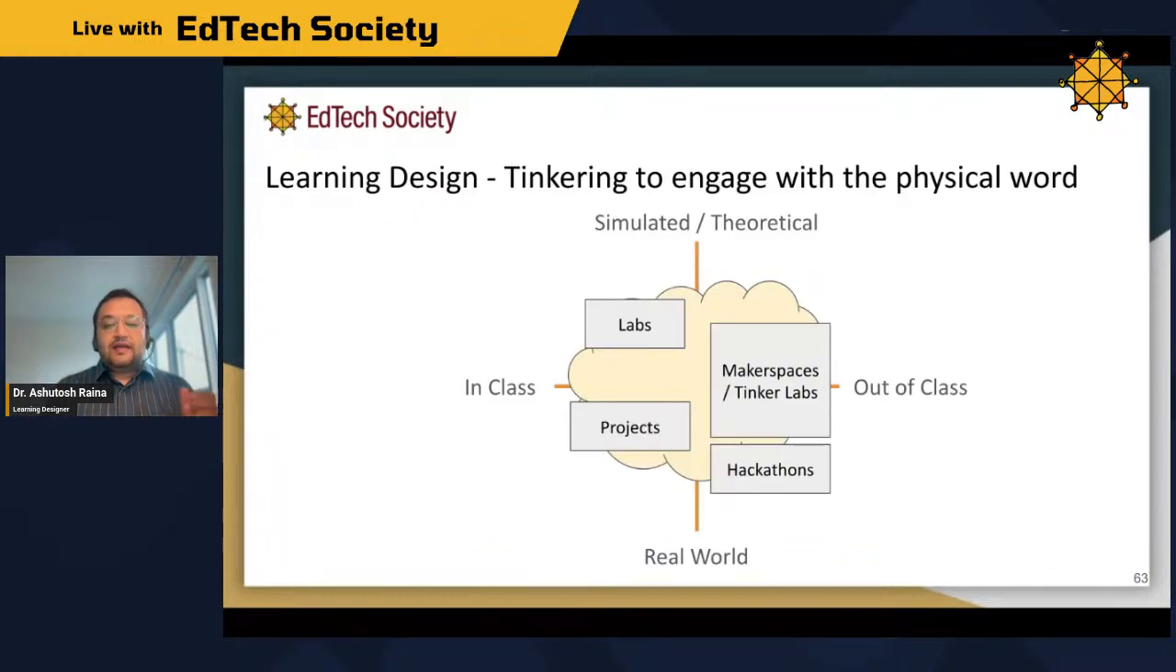So what are the different scenarios in which such a course or such learning could be designed? There are labs where tinkering can happen to a certain extent. Then you have projects, you have maker spaces, which are an out-of-class tinker lab kind of example, and hackathons, which are more real world because the problems are situated in the real world, and it is an out-of-class kind of experience.